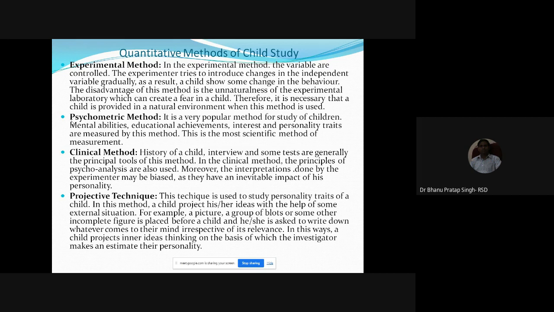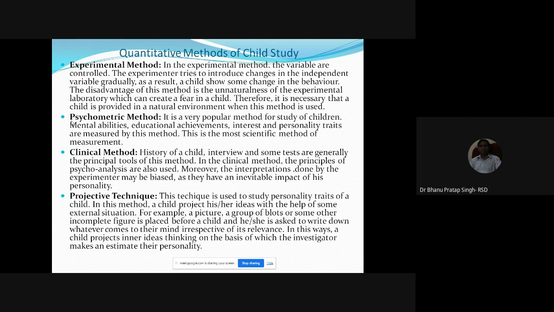Means mental ability, educational achievement, interest, personality traits, and these all are measured through a test, through a scale, through an inventory. But these scales are standardized. That's why the psychometric method is the most scientific method of measurement.